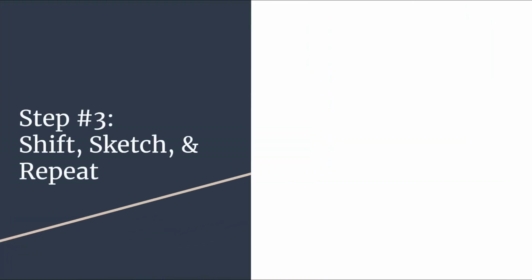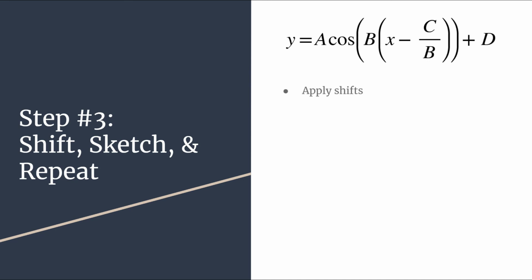All right, so step 3 is just a modification of the base method. In this step, you will shift, sketch, and repeat. There's the reminder of the equation. So from the base pattern in step 2, you'll apply your shifts. You'll move right or left for your phase shift, up or down for your vertical shift. Our phase shift, reminder, is just C over B, and our vertical shift will be D. Once you have shifted it, you'll sketch the graph through those shifted points, and then you'll be able to repeat that final pattern for as many cycles as you need.